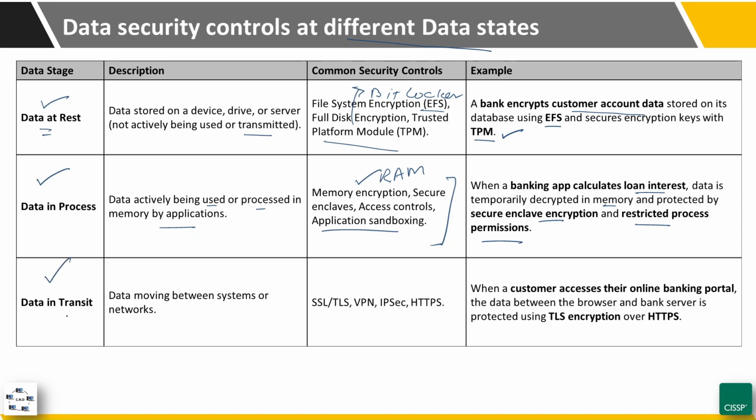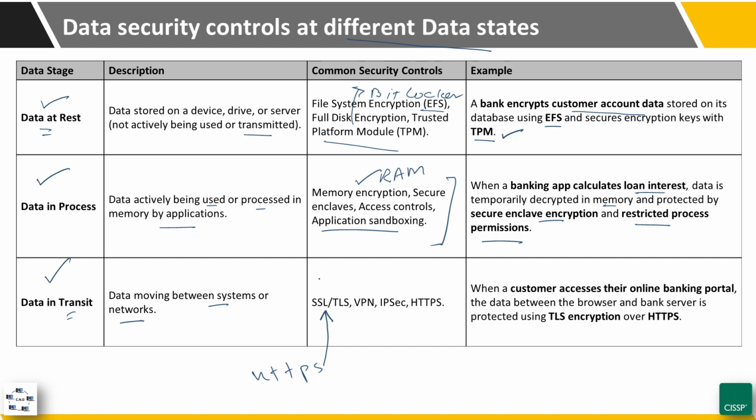Third and the last one is the data in transit, where data is moving between systems or network. So when you are watching this video, data is in transit because the video is being transmitted, you can say, from YouTube server to your location or to your device. So the data is actively in transit. And when you open YouTube, www.youtube.com, you can see that at the start it is HTTPS. So this HTTPS is basically for security control of that data during transit.